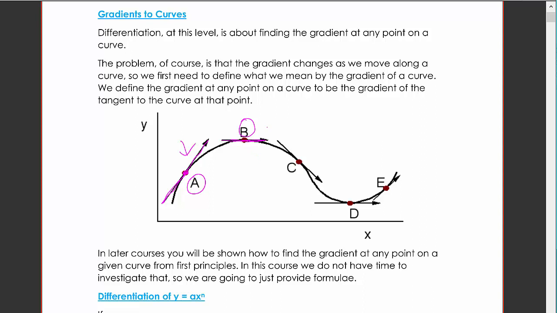This looks horizontal, so the gradient there would be 0. Those are important points, just like D as well. So the gradient changes all the way along the curve, but it's going to be equal to the tangent to the curve at that point.